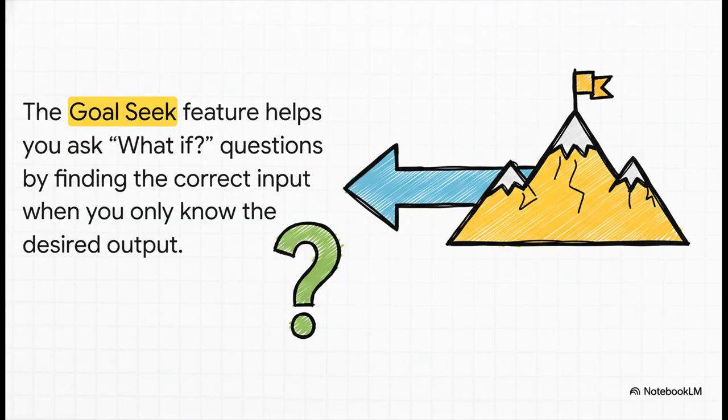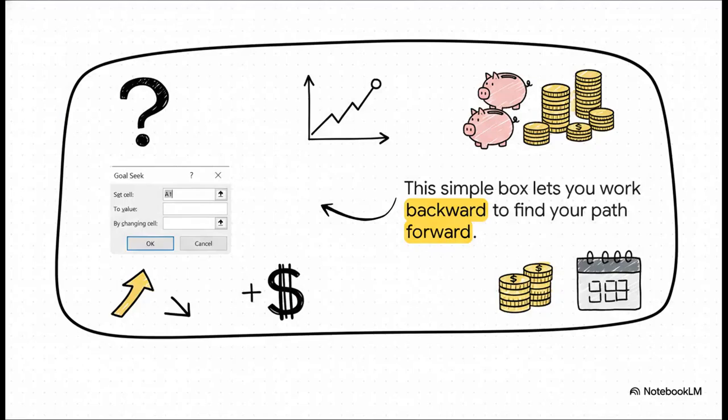For this little bit of magic, we use a fantastic feature called Goal Seek, but we're going to call it the Goal Reverser because that's exactly what it does. You give it the answer you want, and it works backward to find the missing piece of the puzzle you need to get there. And just like our other tools, it is shockingly simple to use. This little dialog box lets you ask the most powerful what-if questions imaginable. For instance, what if I want my future value to be exactly $1 million? How much do I need to save each month to make that a reality? This tool finds the answer for you.